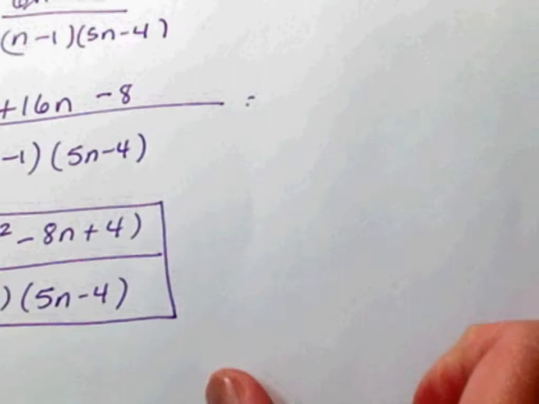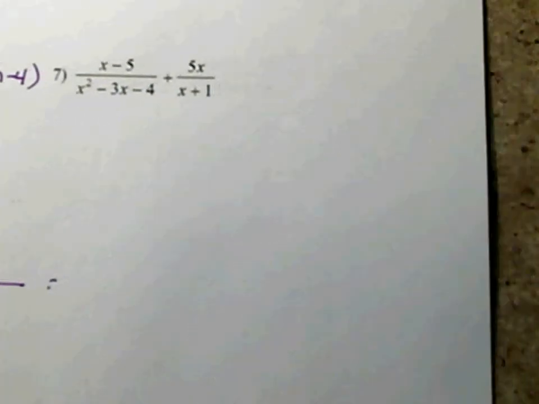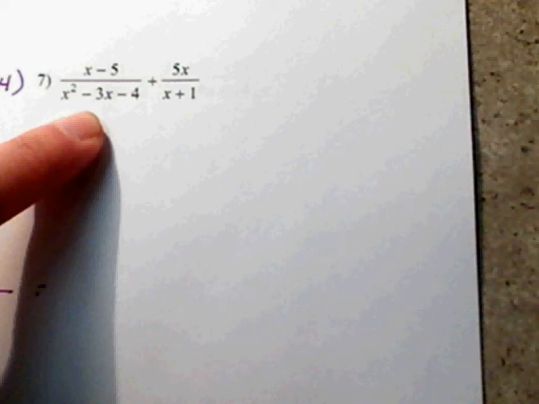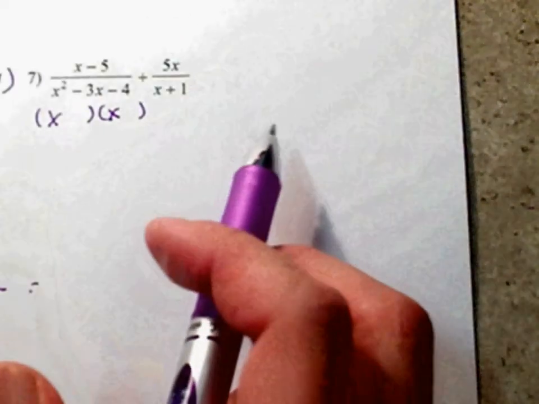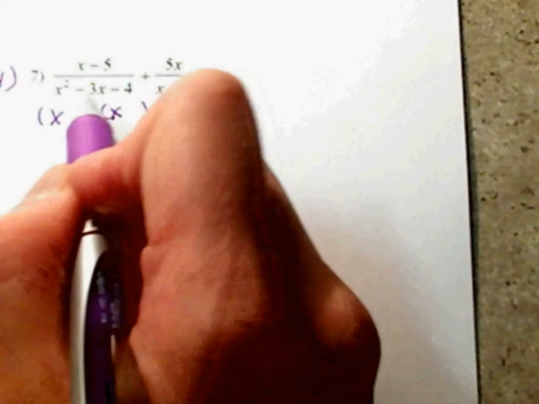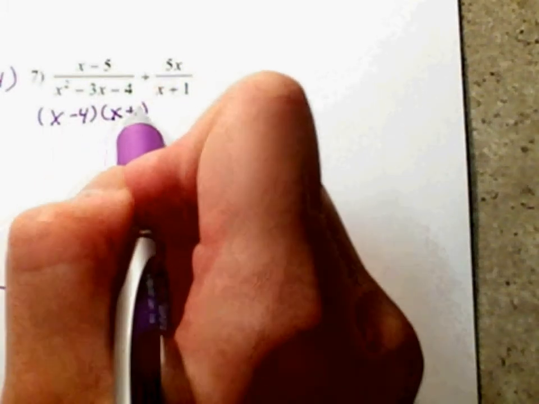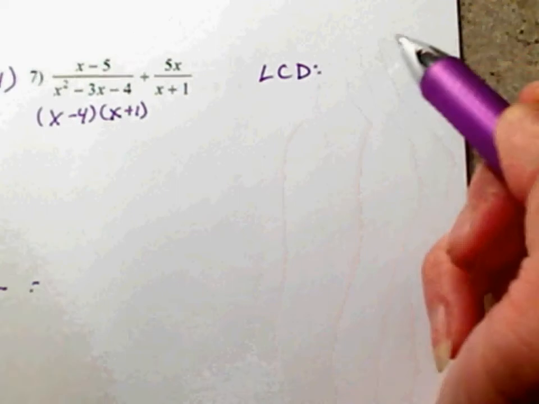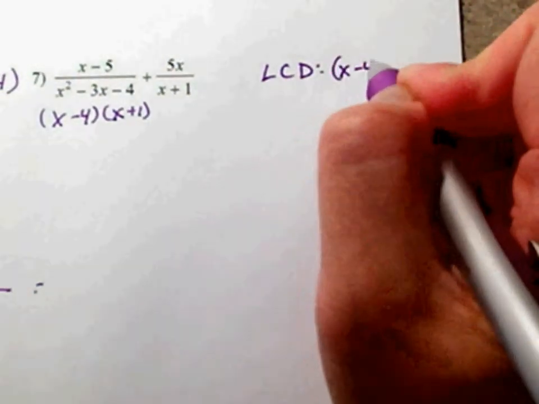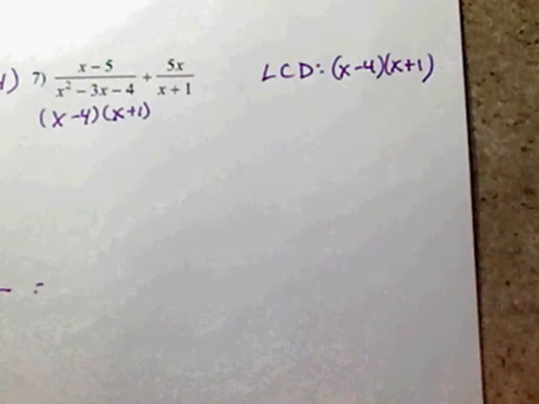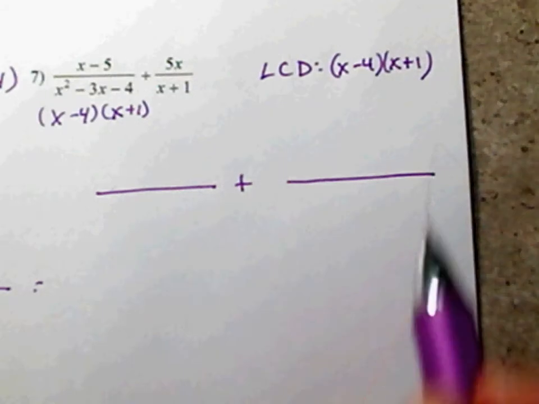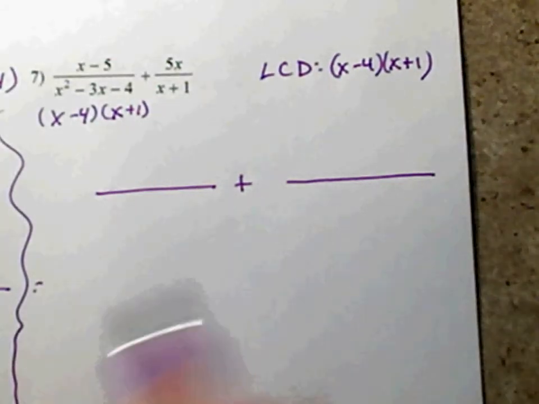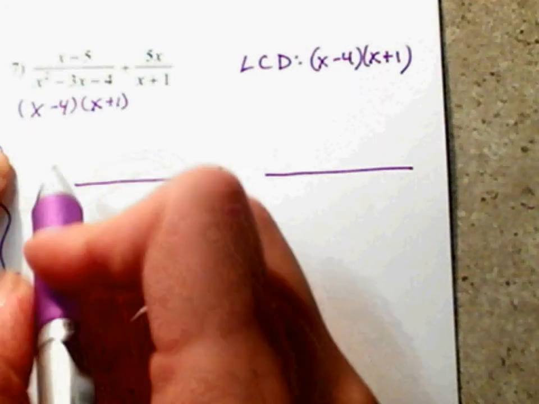Number 7. Factor that out so you can take everything into account. X and x. Two numbers multiplied to give you 4, but subtract to give you 3. Minus 4 plus 1. So what is your least common denominator? X minus 4 times x plus 1. Draw your line plus another line. Let me go ahead and separate these guys, okay? Write your least common denominator for both of them.